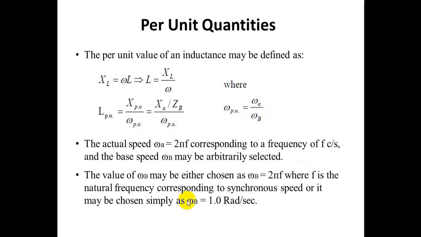And in the other case, if we take omega B equal to 1 radian per second, so if we put 1 in this denominator, then we just have per unit value of omega equal to omega A. So we'll see in calculation both these formulas. We will replace omega B in both forms and see the difference.